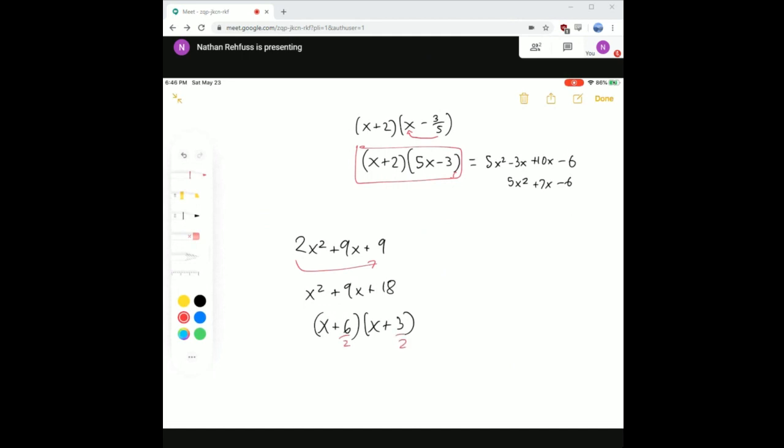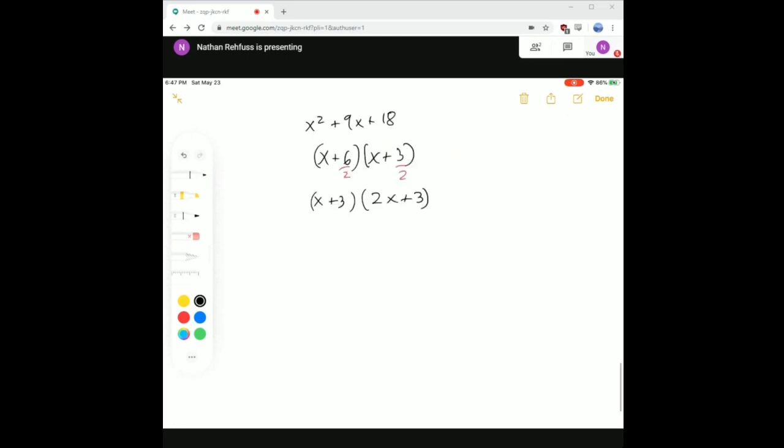This is x plus 3 times, well, I'm not going to write x plus 3 halves. I'm going to write 2x plus 3. I'm going to slide that back out front. Check that by FOILing. You really do get 2x squared plus 9x plus 9. How about, oh, this one's wacky. 6x squared plus 41x plus 63.